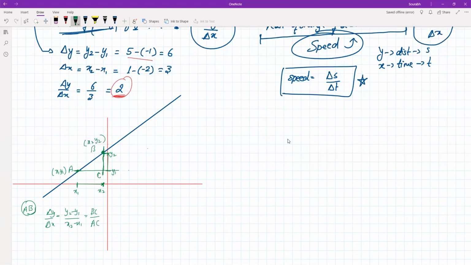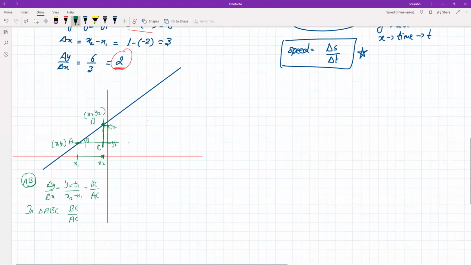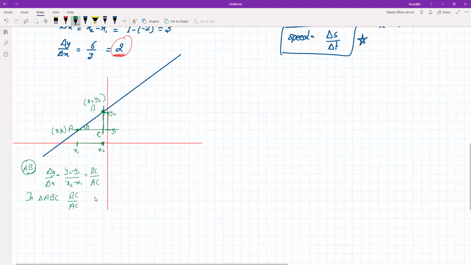Now if that is the case, in triangle ABC, what actually is BC by AC? If this angle is theta, then can I represent this trigonometrically? I mean, by trigonometry, what is BC by AC? Isn't it tan theta? So that means I can say that this delta y by delta x is actually equal to tan theta when we considered AB.